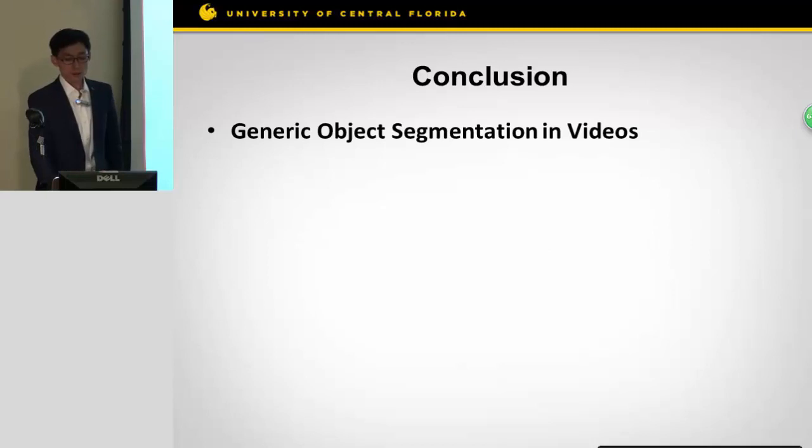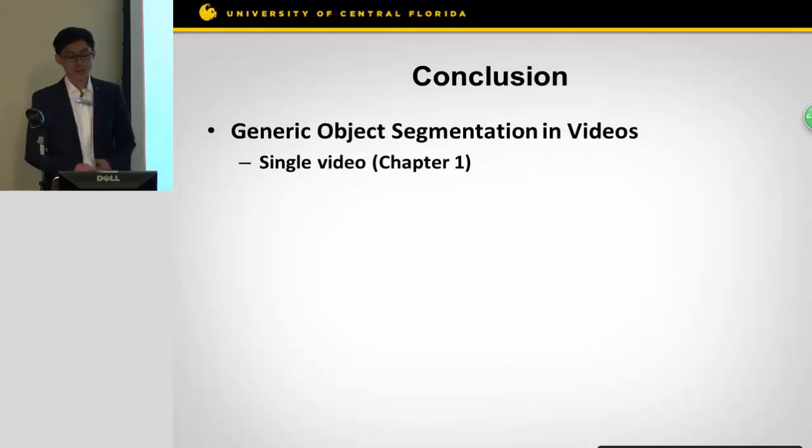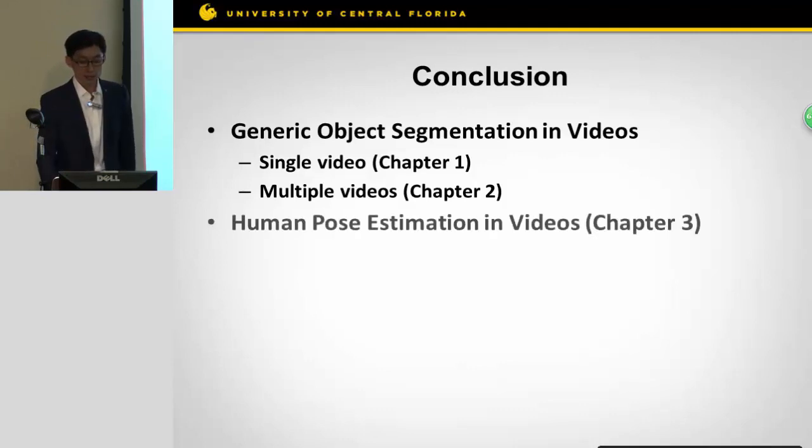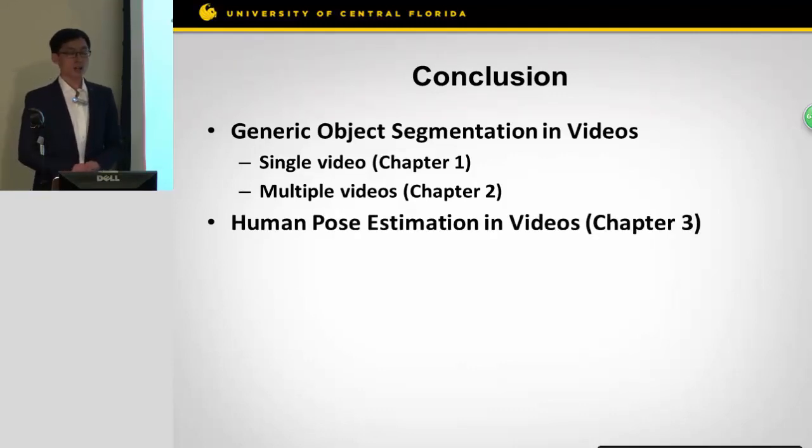And in conclusion, we have explored generic object segmentation in videos in chapter 1 and chapter 2. In chapter 1, we deal with a single video with the video object segmentation problem. And in chapter 2, we're handling multiple videos, and we can segment the objects from all these videos simultaneously. And as the most important object class in the videos, human, we explored the human pose estimation problem in chapter 3.